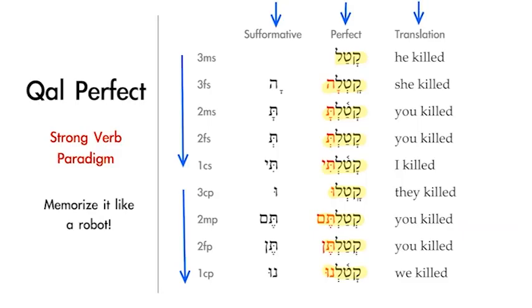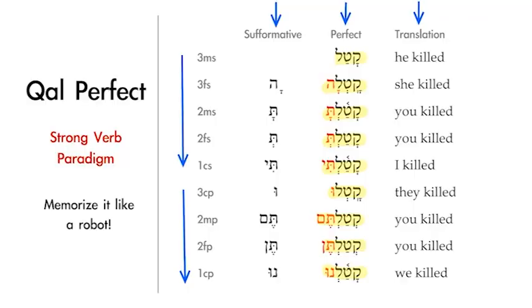We're going to begin our study of the perfect conjugation by using a simple past tense for the verbs in this chapter. So katal means he killed, but katala means she killed. And the reason I know that the person and gender and number of the verb has shifted is by the sufformatives that appear in red.